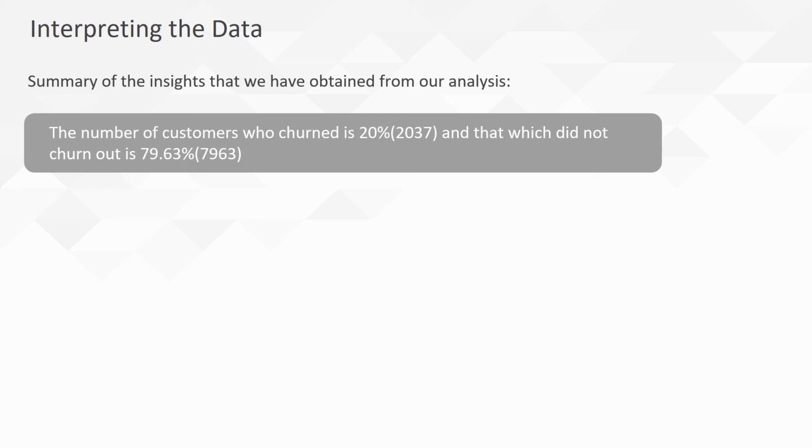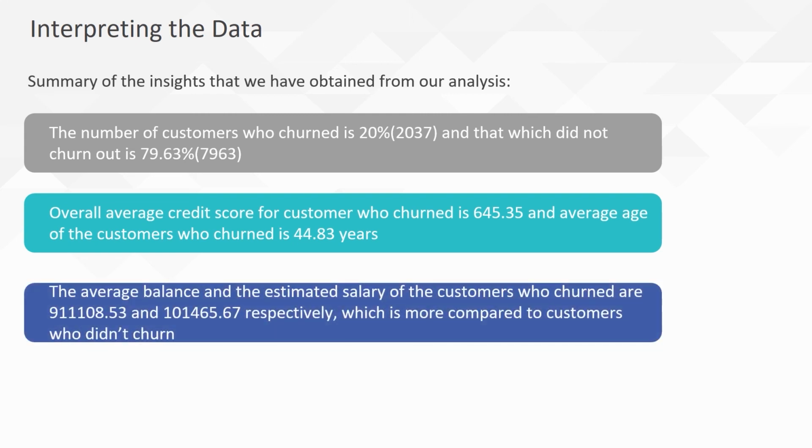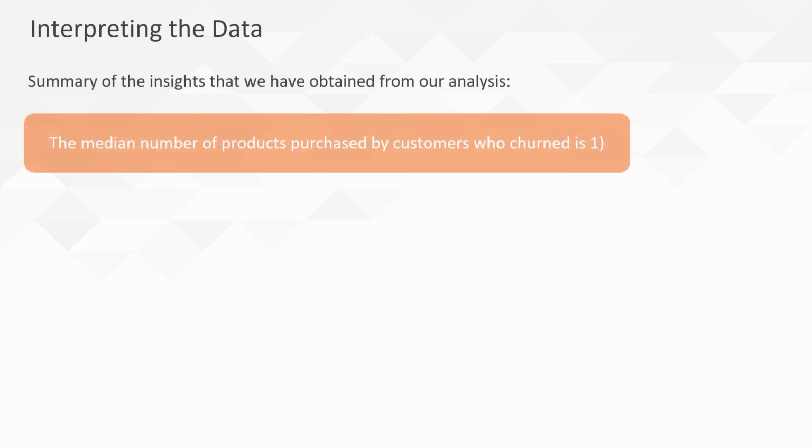70.63%. Overall, the average credit score of customers who churned is 645.35, and the average age of the customers who churned is 44.83 years. The average balance and the estimated salary of the customers who churned are $911,108.53 and $101,465.67 respectively, which is greater than the customers who didn't churn. The median number of products purchased by customers who churned is 1.